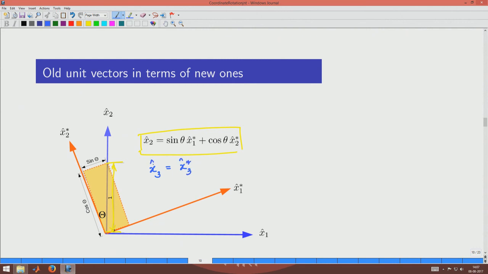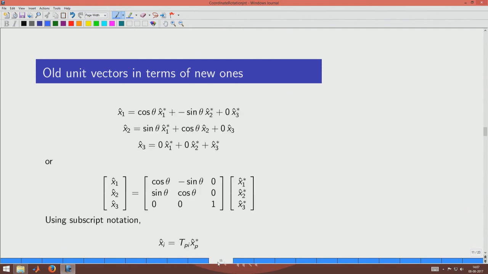Okay, so, we have now also the old unit vectors in terms of the new ones. So, we could again express these three relationships as a set of three equations and with a matrix form. So, that is what is done here. So, they are expressed here as three equations, and then they are converted into a matrix form here, and this is the transformation matrix here.